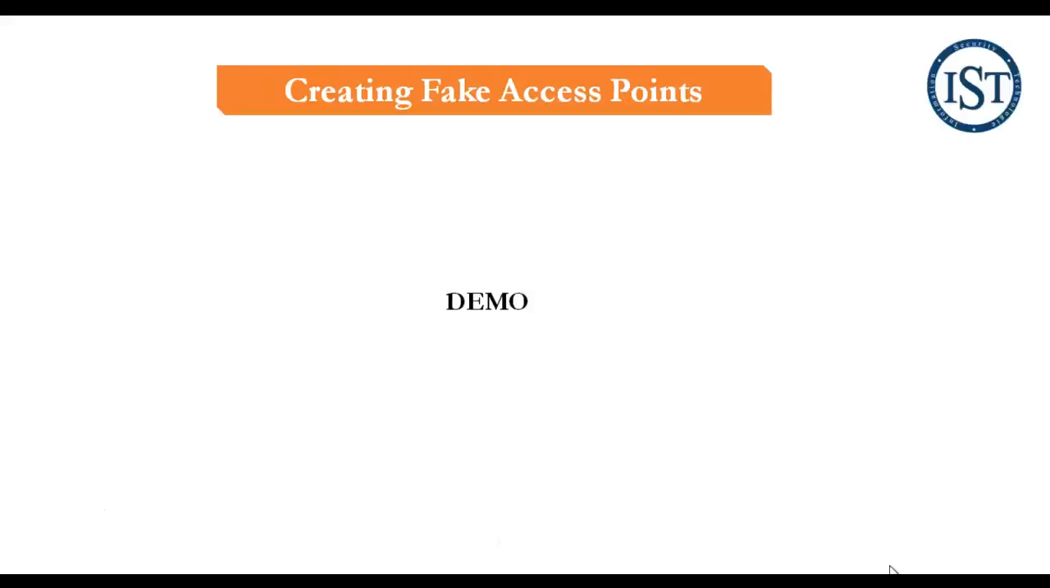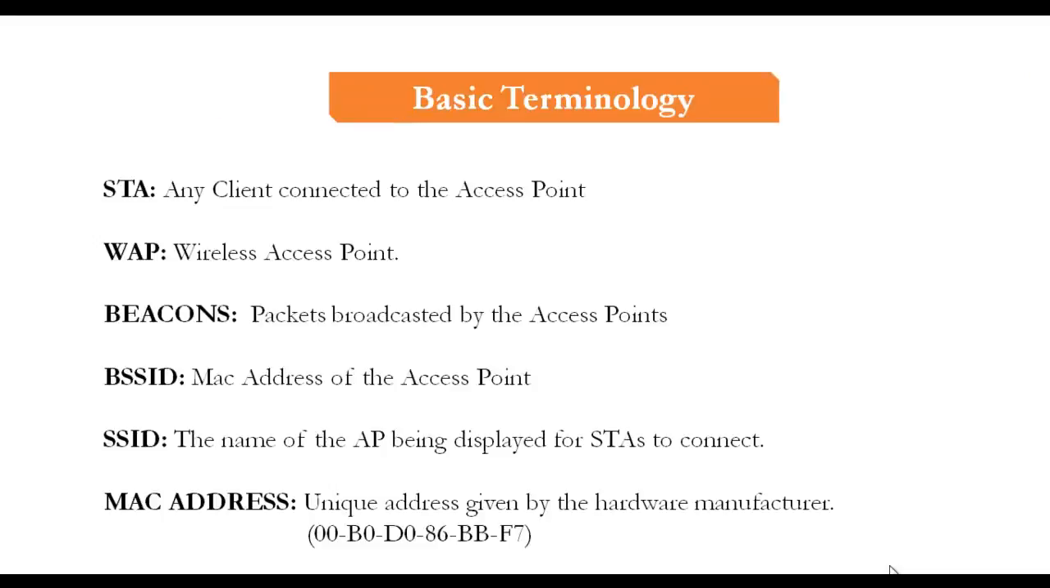Now let us have a simple demonstration of how we can create fake access points. Before actually proceeding with this, let us go back to our previous slide. We have already discussed these beacon frames. Beacon frames are the packets that are broadcast by the access points to show their visibility. And in this particular demonstration, what we are going to do is generate some beacon frames from an access point which doesn't exist. So this is how we are going to create a fake access point.